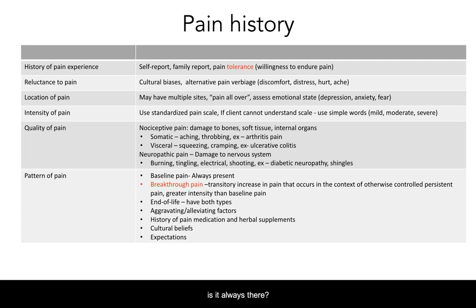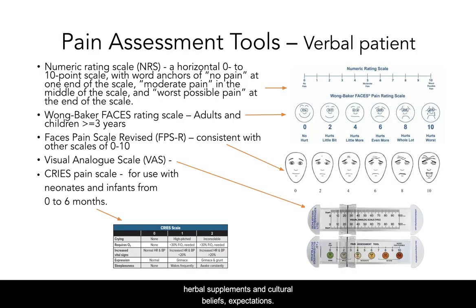Pattern of the pain. Get the baseline. Is it always there? Do you have breakthrough pain? Like, is your pain like a 5 out of 10 and then all of a sudden something triggers it and it becomes like a 10 out of 10? And aggravating, alleviating factors, history of pain medication and herbal supplements and cultural beliefs, expectations.